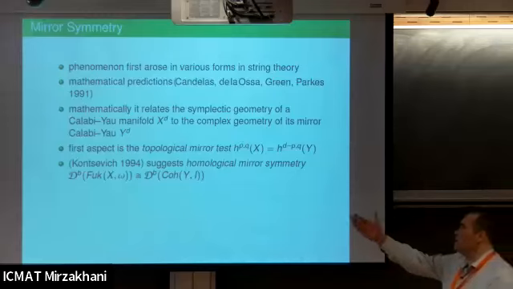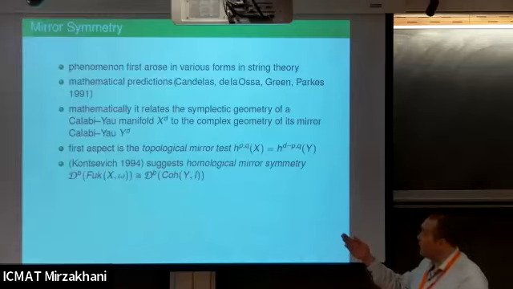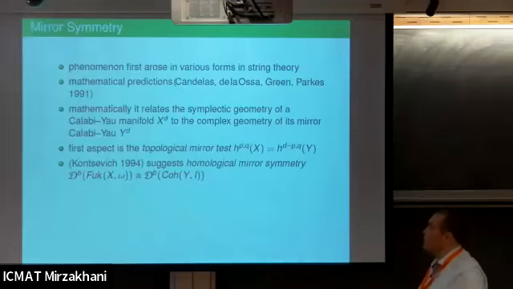So what we need to know about them, maybe only one thing, is that a typical object in the Fukaya category is a Lagrangian, sometimes together with a local system on it.